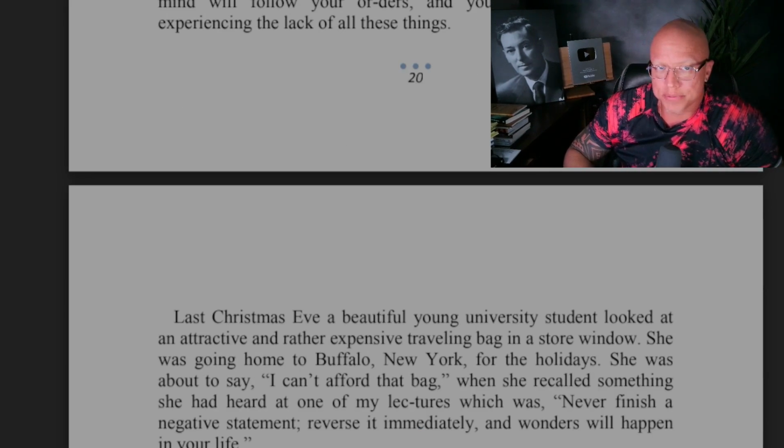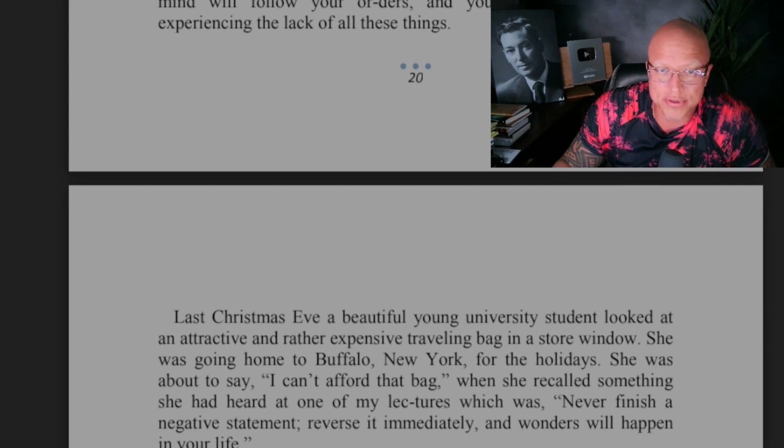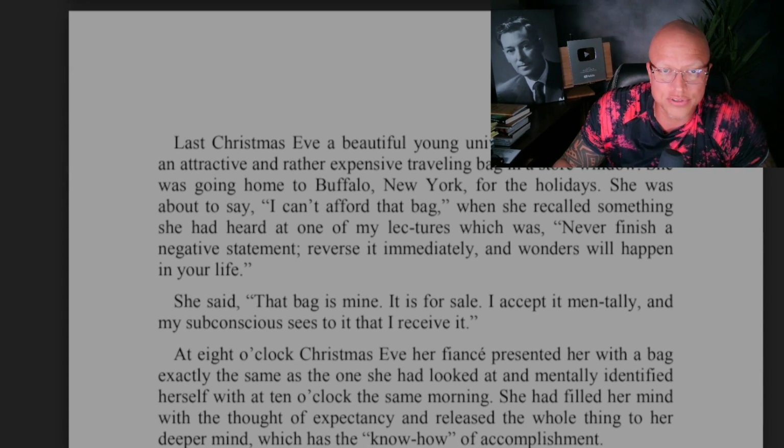Okay, so last Christmas Eve, a beautiful young university student looked at an attractive and rather expensive traveling bag in a store window. She was going home to Buffalo, New York for the holidays. She was about to say, "I can't afford that bag," when she recalled something that she had heard at one of my lectures, which was never finish a negative statement. Reverse it immediately and wonders will happen in your life. She said, "That bag is mine. It is for sale. I accept it mentally and my subconscious sees to it that I receive it."